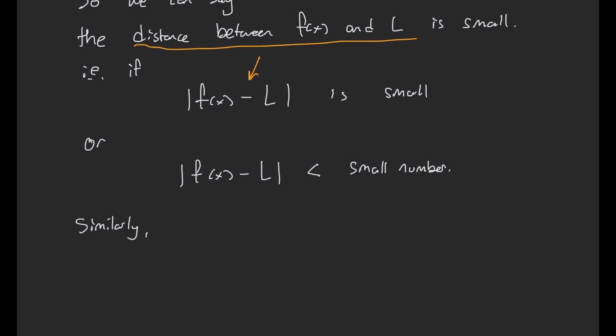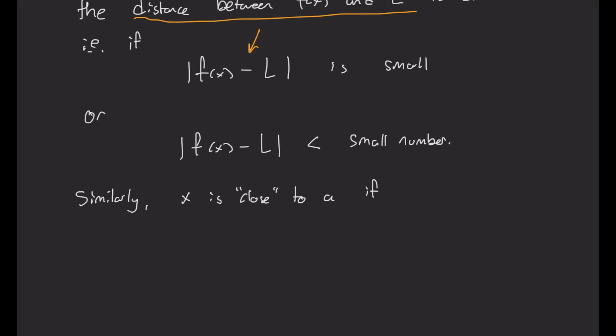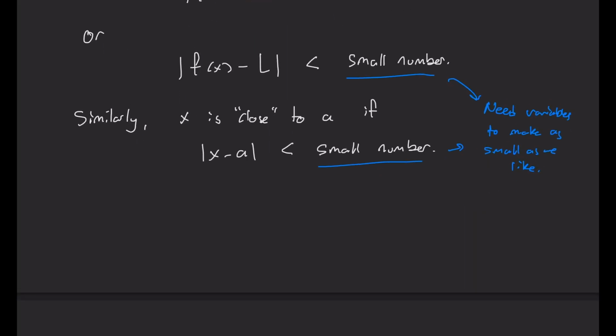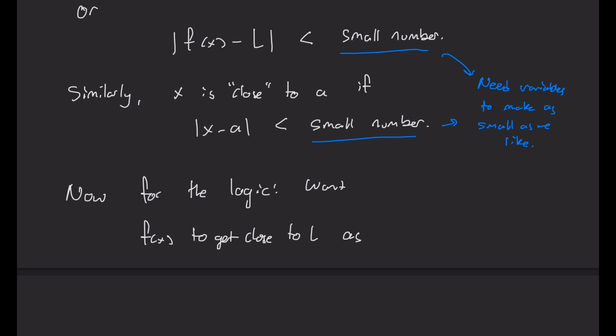Okay, so similarly, we can say x is close to a if the absolute value of x minus a, which is just the distance between x and a, is also less than a small number. I don't just want it to be less than some particular small number. I want these to be as small as we like. So I'm going to need some variables here to help control these. So let's see if we can put the logic of the statement together. So again, for our limit, we want f of x to get close to L as x gets close to a.